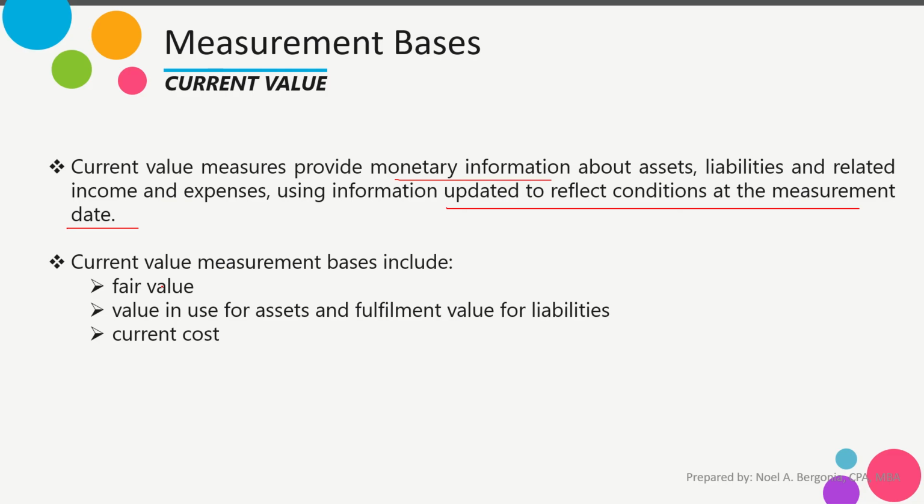So for current value, it has actually three items to discuss, no? Hindi lang siya basta-basta current value na siya. It has three considerations, okay, which includes fair value, value in use, and fulfillment value. Isa lang po yan. Mamaya we will discuss that. And current costs. Okay? So isa-isahin natin yan, no, yung mga information updated to reflect the conditions at measurement date. Okay? By first starting with our fair value.